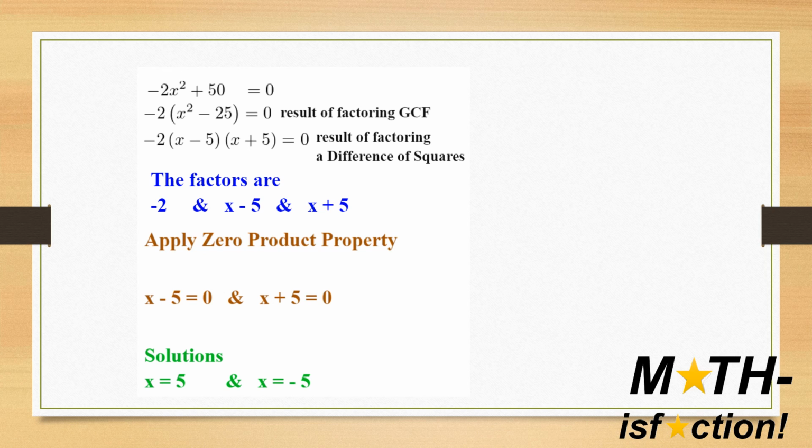There are three factors. The only two factors that you can apply the zero product property to are the x minus 5 and the x plus 5. The solutions to the equations x minus 5 equals 0 and x plus 5 equals 0 will be x equals 5 and x equals negative 5.